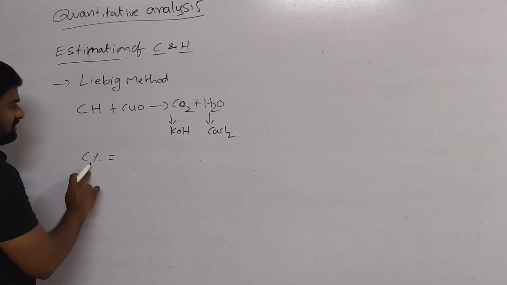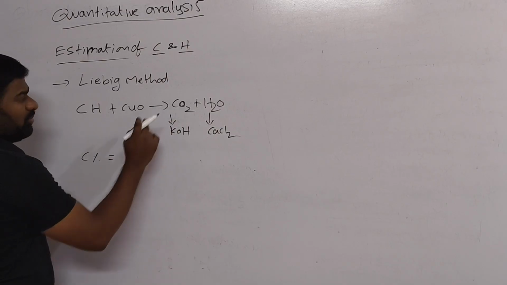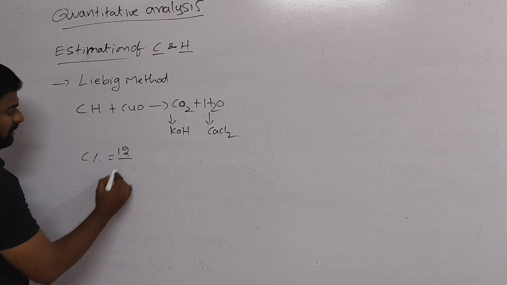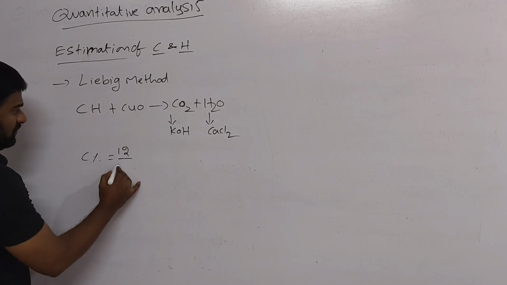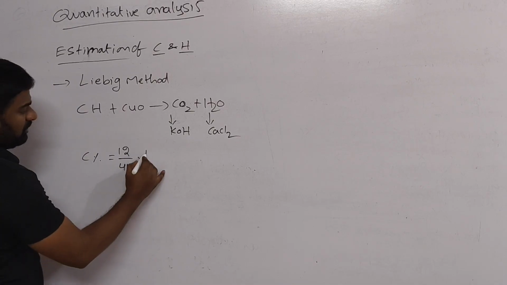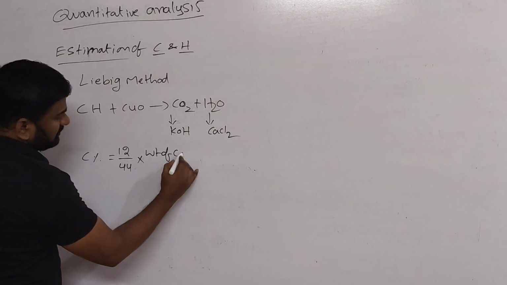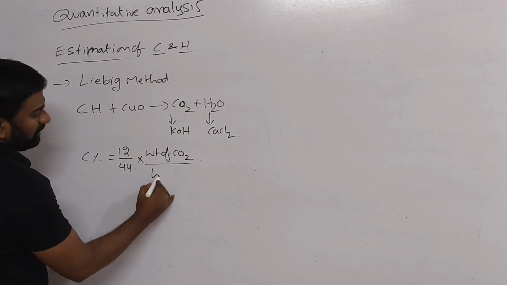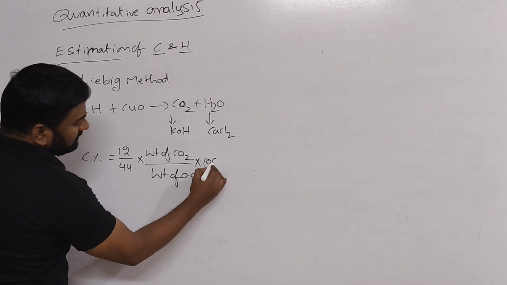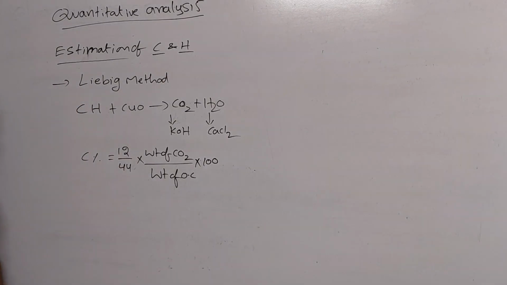Here, for carbon percentage, in CO2 how many carbons are there? Only one carbon. One carbon atomic weight is 12, CO2 molecular weight is 44. So 12 by 44 into weight of CO2 by weight of organic compound into 100. This is the carbon percentage. In this way we can calculate the carbon percentage.